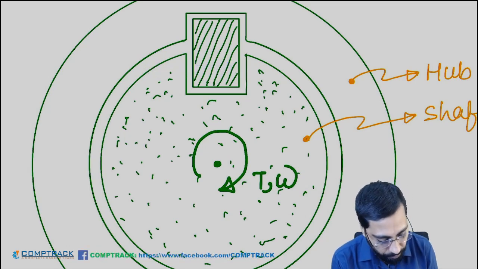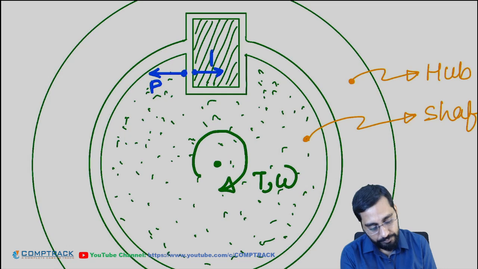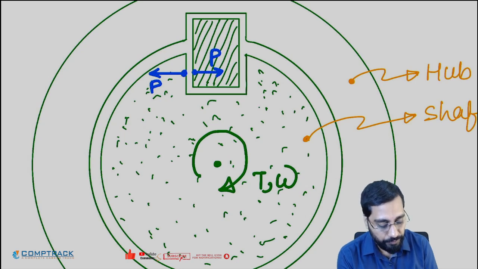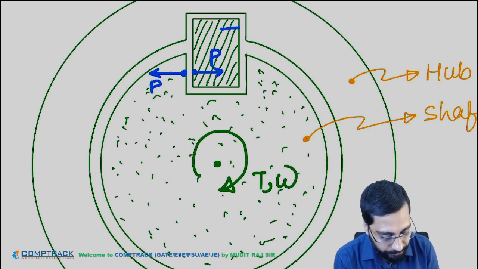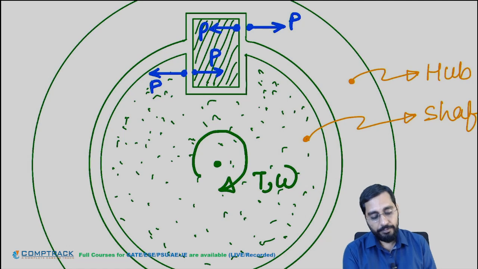Clear? So here force P will be acting on both shaft and the key. So let's say this is P force. Now, due to this force P, key will try to go right. So it will come in contact with the hub here. So force on the hub and key will be again like this, P. Clear?